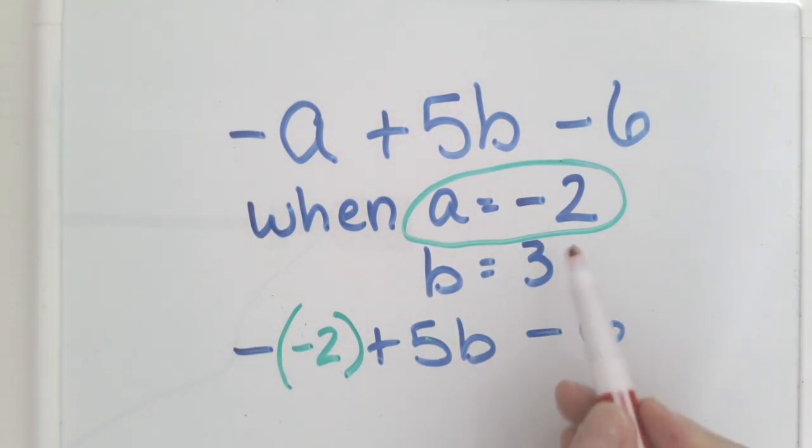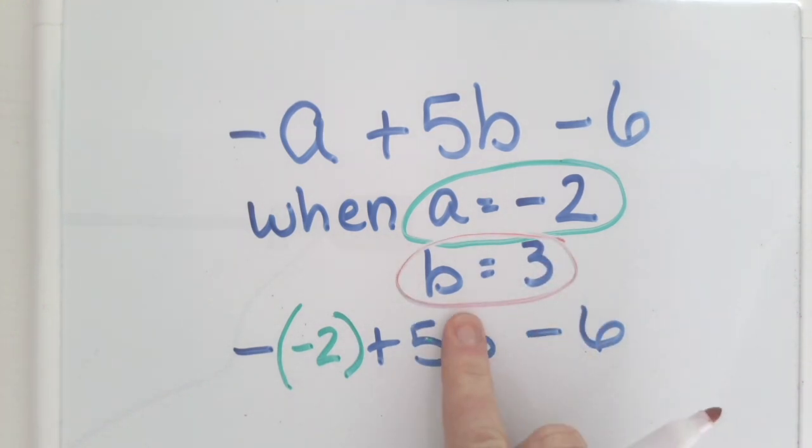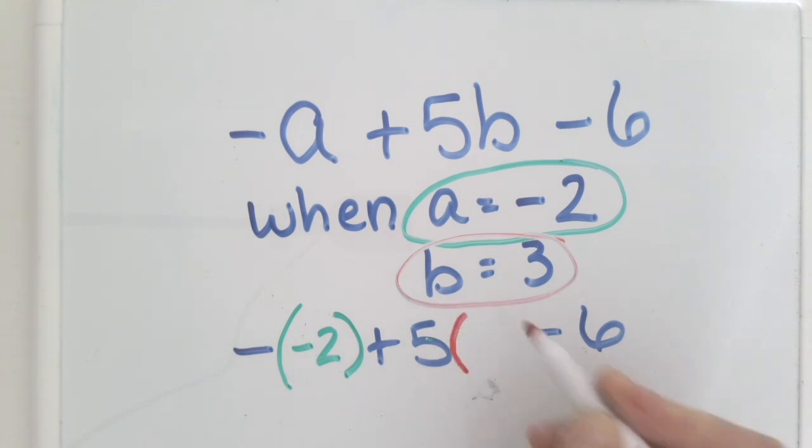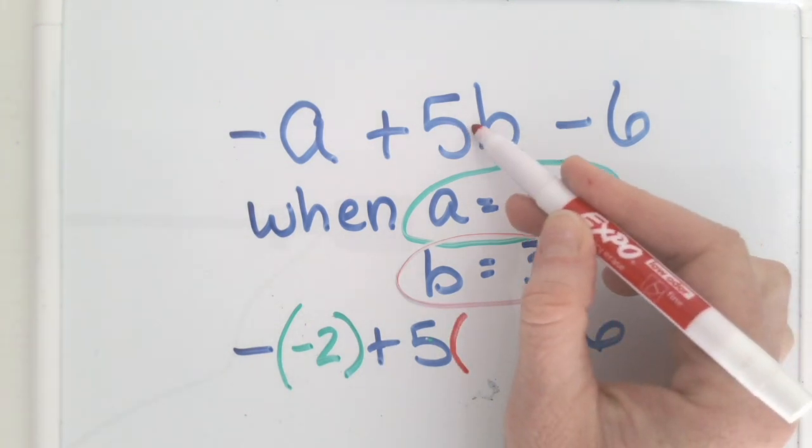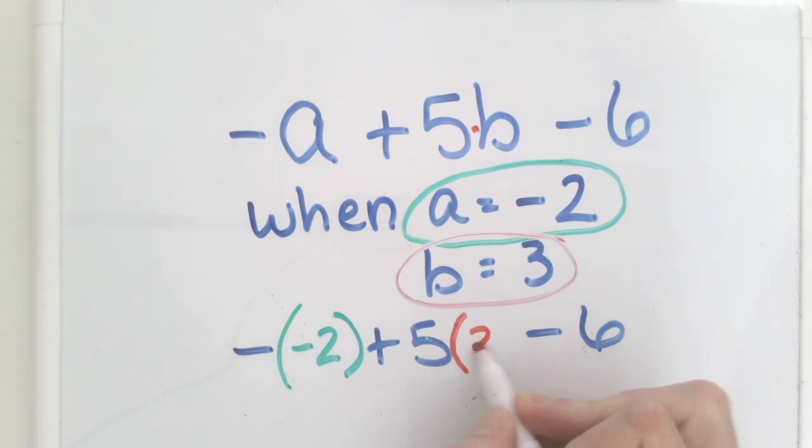Now the b, I'm going to do that in red. I'm going to replace the b with 3. So now I have plus 5. Again, whenever I'm substituting, I'm putting it in parentheses because it's being held together by multiplication. So 5 times 3.